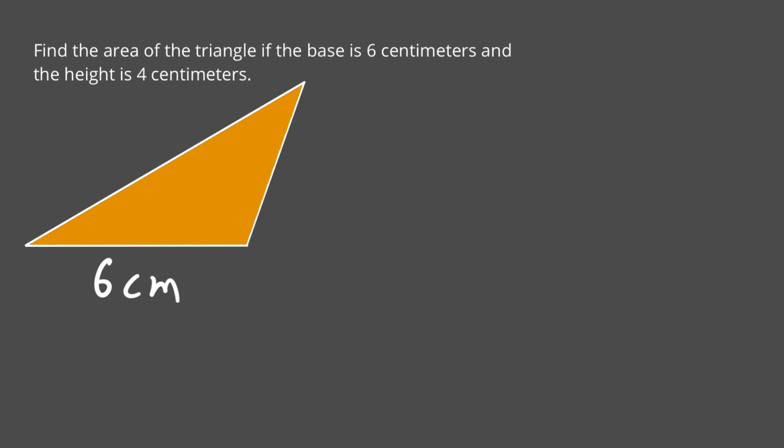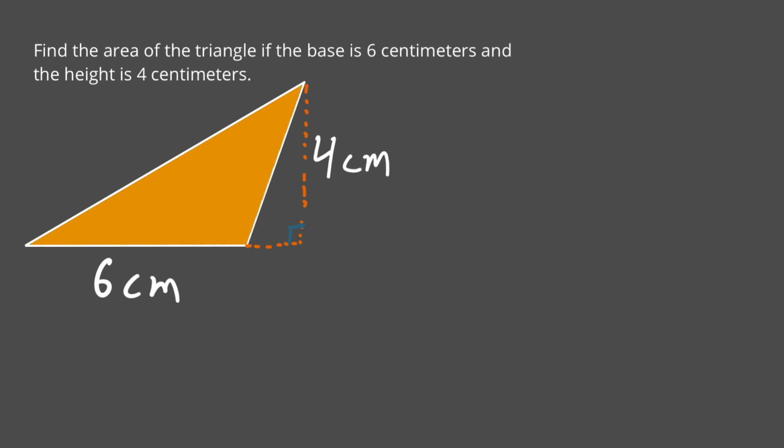Now you may be tempted to draw something like this for the height, but that's wrong. We don't want that. Instead, what you do is you extend the base here, and you drop the highest point down to give you a right angle, and now the distance from the base to the highest point is going to be your height, which is 4 centimeters.